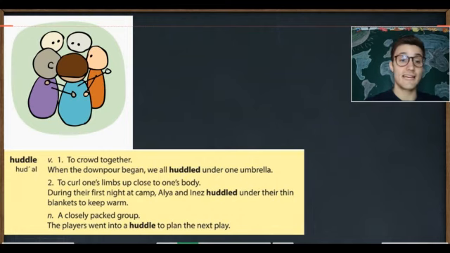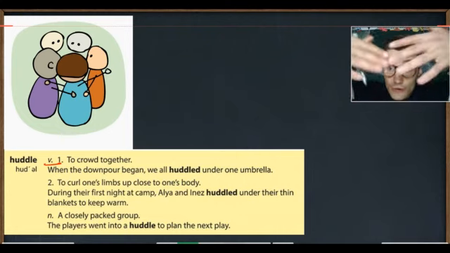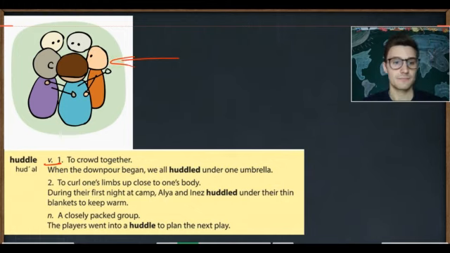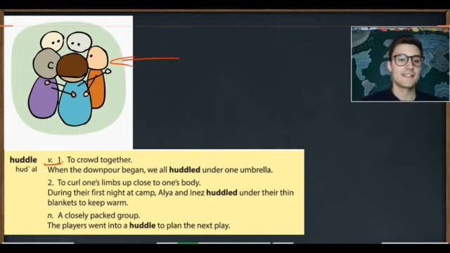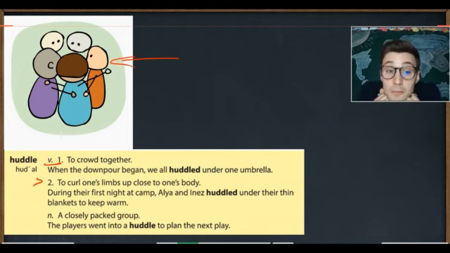Next up, it's huddle. We can see here that huddle has 1, 2 verb meanings and 1 noun meaning. The first verb, huddle, means to crowd together. Make a huddle. Crowd together like this. When the downpour began, we all huddled under an umbrella, so they crowded together under the umbrella. The second verb meaning means to curl one's limbs up close to one's body. To huddle up is to curl up in a ball.